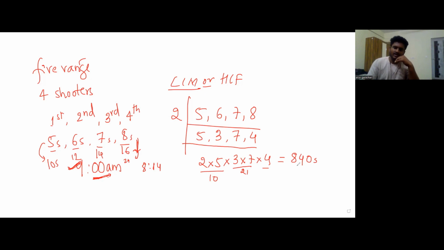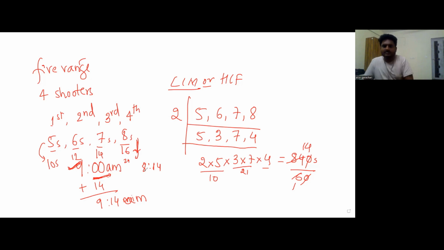How will you convert seconds into minutes? Divide by 60. Zero, zero cancel. Then 6 1s are 6, 6 14s are 84. So 840 seconds is 14 minutes. So you have to add 14 to it. So your answer will be 9 hours and 14 minutes. It will hit the target again at 9:14. Understanding this? Okay. So this is how you solve these kinds of sums.